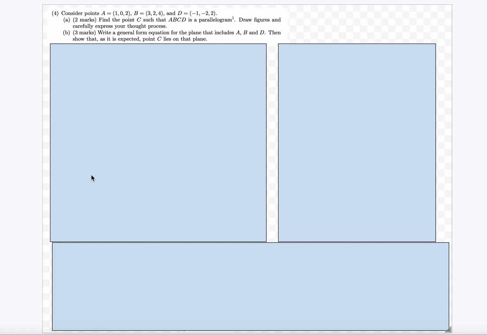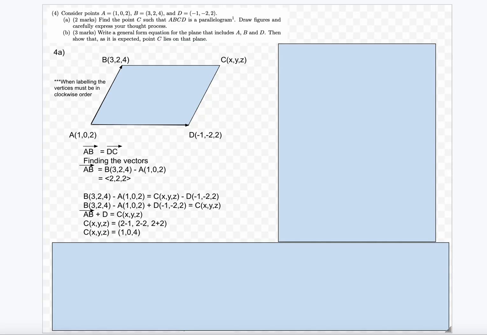So we know points A, B, and D. Since ABCD is a parallelogram, opposite sides must be equal and parallel. So vector AB must equal vector DC. Here I've computed vector AB and I get 2, 2, 2. So you can isolate for point C by taking point B, subtracting point A, and then adding point D, or vector AB plus point D. And from there, you get 1, 0, 4.